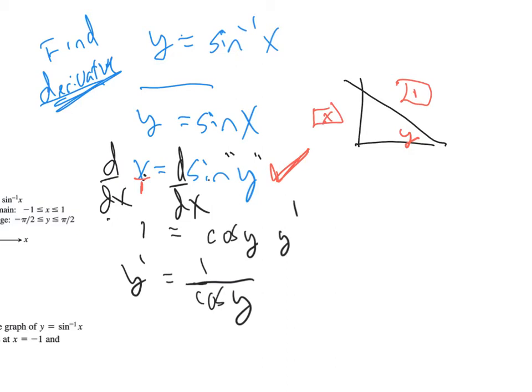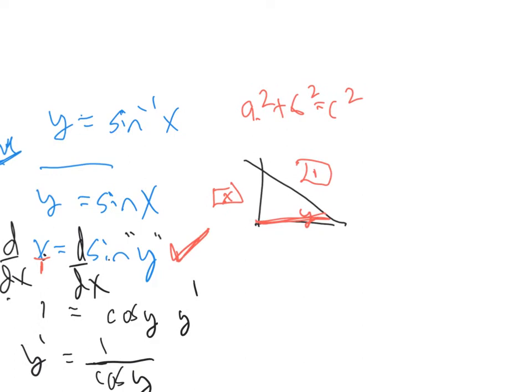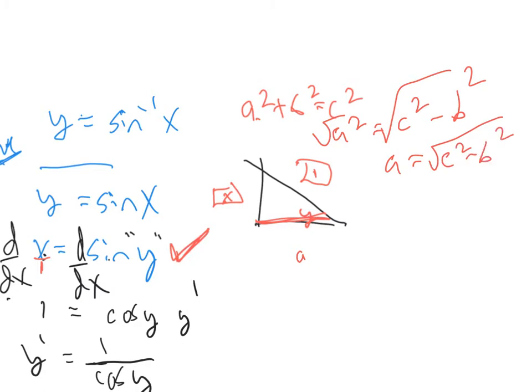Now, using your knowledge of the Pythagorean theorem, we know that a squared plus b squared has to be c squared. What am I missing? I'm missing one of the legs. It doesn't really matter whether it's a or b. Let me say I'm missing the a. I don't know what a is. So I move the b squared over, so a squared will be equal to c squared minus b squared. Then I take the square root of both sides, so my a will be the square root of c squared minus b squared.